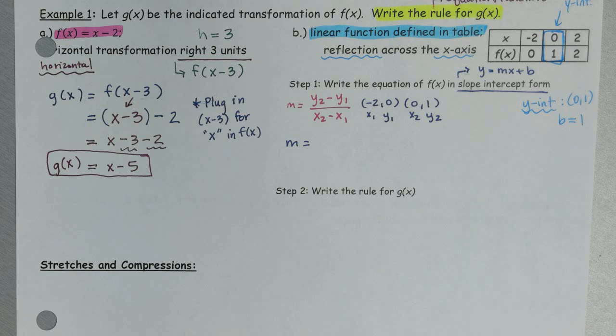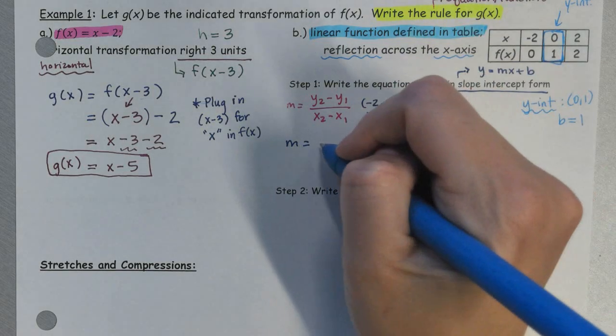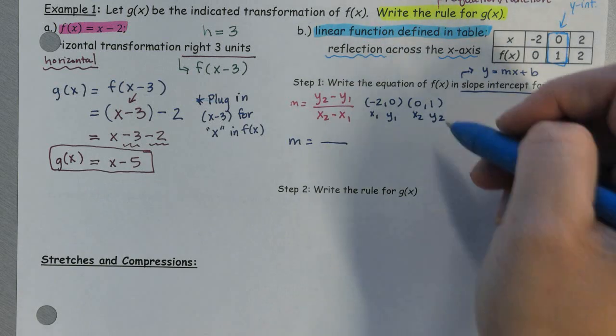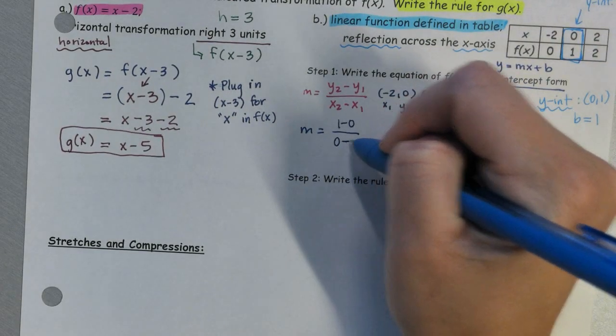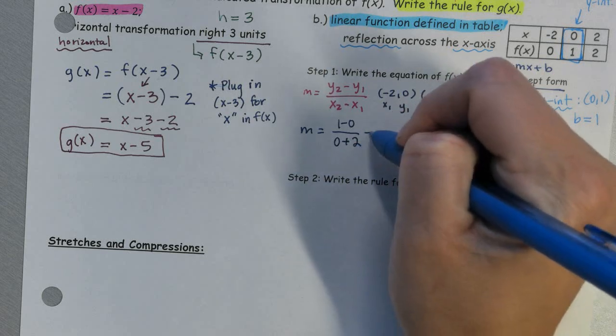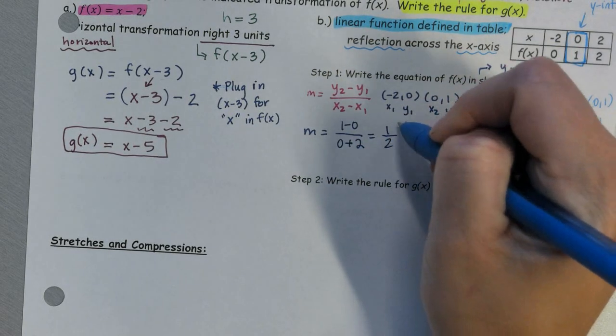How are we feeling? What was our slope? What did you guys get? 1/2. Okay, so 1 minus 0 over, and then this was 0 minus -2, so it became plus 2, so it should be positive 1/2.